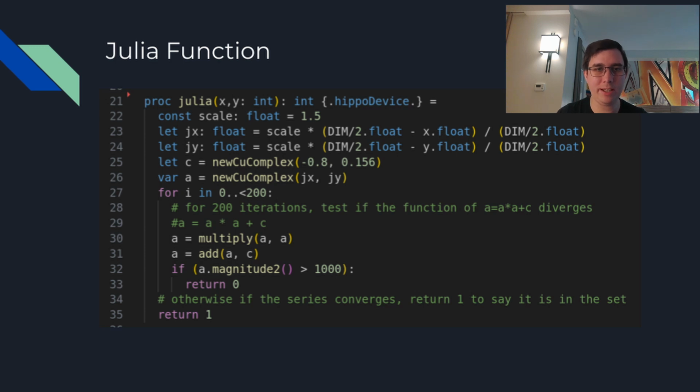For the Julia set calculation, the julia function computes whether a point x and y is in the Julia set. It uses an iterative formula to determine if the point diverges. If the magnitude exceeds the threshold, it returns 0 to indicate divergence. Otherwise, it returns 1 to indicate that the point is in the set. This is also a device function that will be executed once for every pixel on the image.